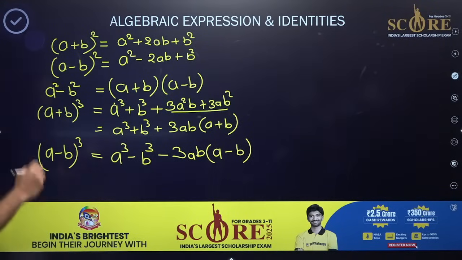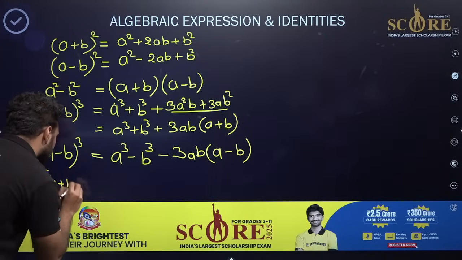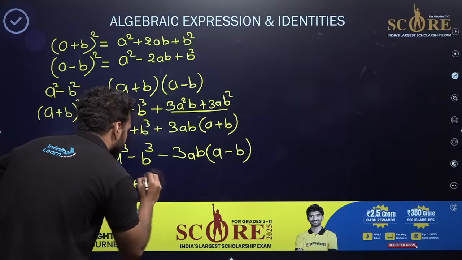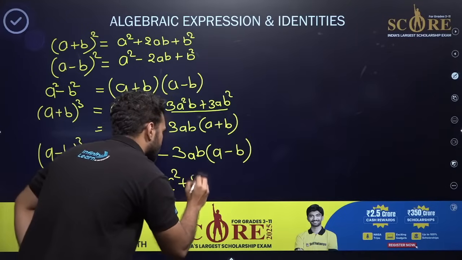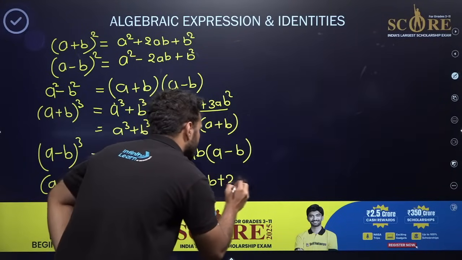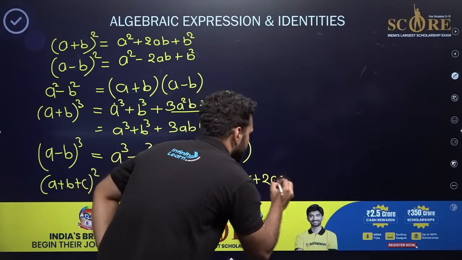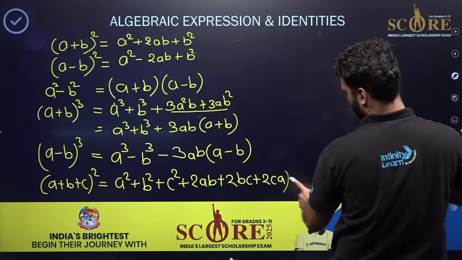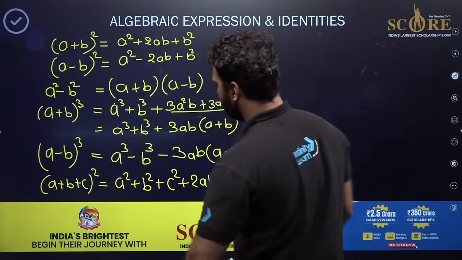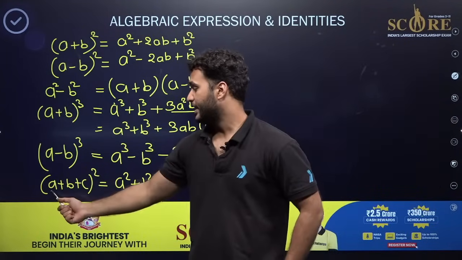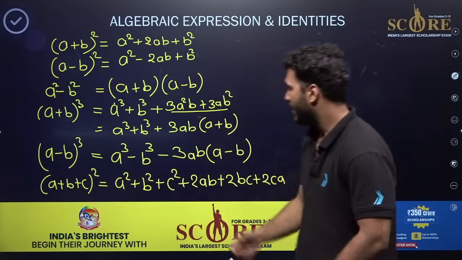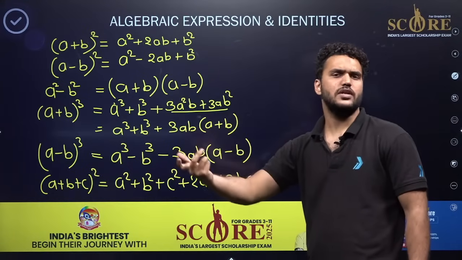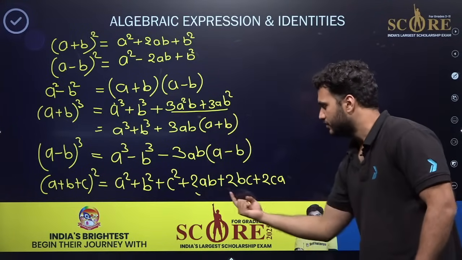Okay, and one more important one: (a plus b plus c) whole square is equal to a square plus b square plus c square plus 2ab plus 2bc plus 2ca. Okay. Now one more, last one. In this one, what if you get (a minus b plus c) whole square? Wherever you have b, put minus b. Here you will get positive, because minus b square is b square. This one becomes negative, this one becomes negative.